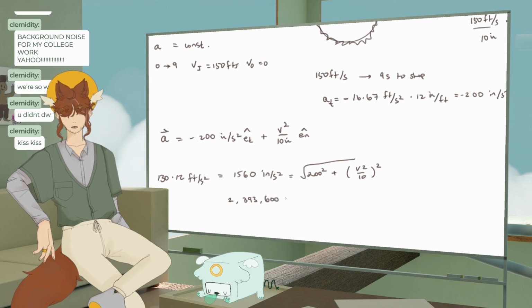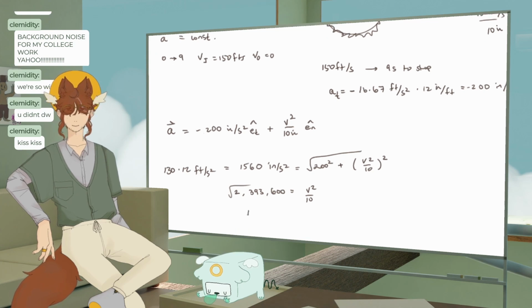393,600. Still absolutely massive. Okay, we are taking the square root, which is v squared over 10. Okay, wait, maybe we're getting closer. We're taking the square root, which is v squared over 10. I like that we're taking the square root. We're getting to that area. Uh-oh.